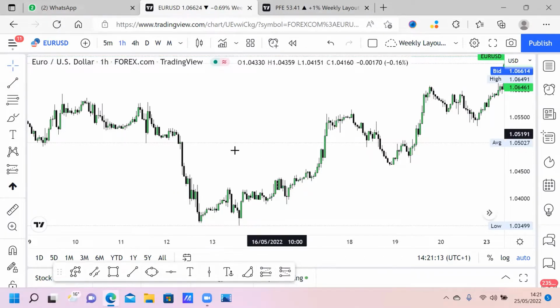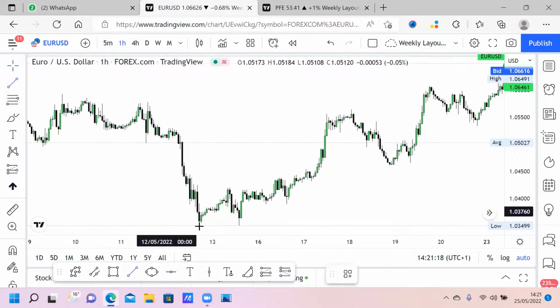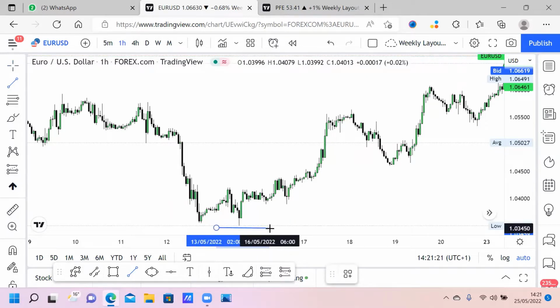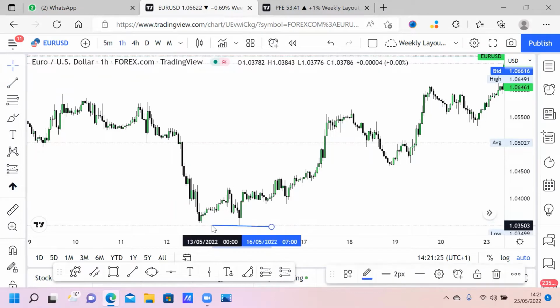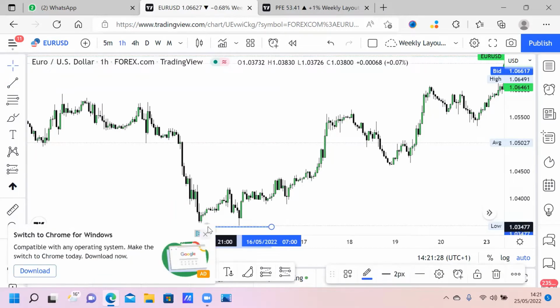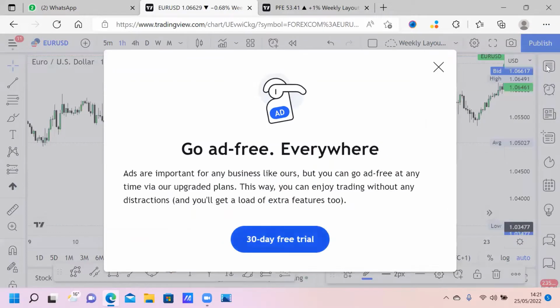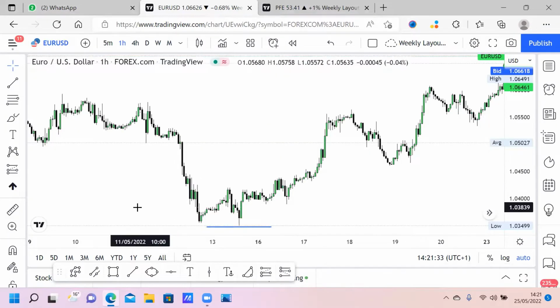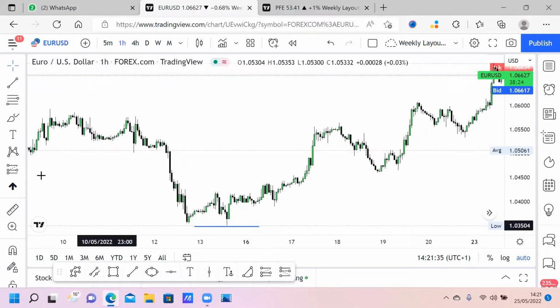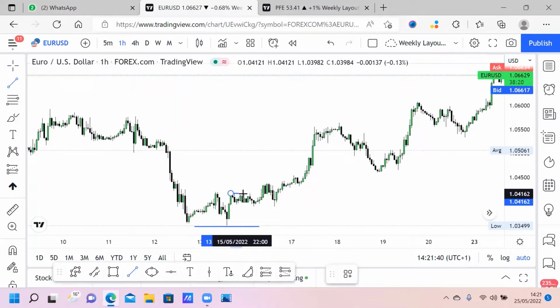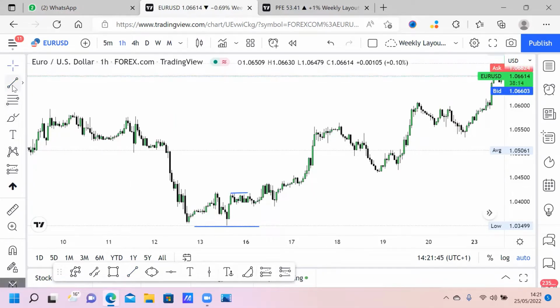First of all, I'll show you this. We have this particular low. Don't look at price points, only look at the diagram. So this is a low. As price goes up, it made this high, and then as price went down, it made this low.